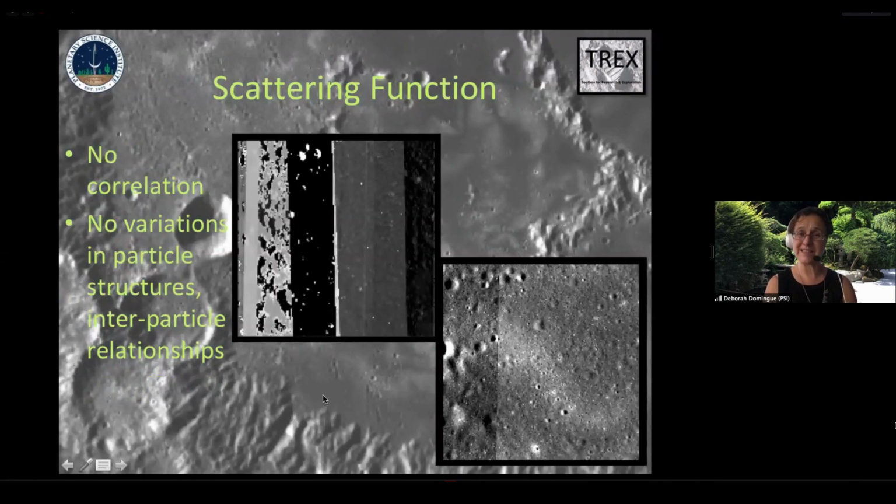Once again, if you look at the scattering function, however, you see it in the albedo, this is where it is. We do not see the swirl being brought out in the value of the scattering function parameter. So this tells us no correlation. The particle scattering function is correlated to particle structures and interparticle relationships. And we're not seeing variations between on swirl and off swirl here.